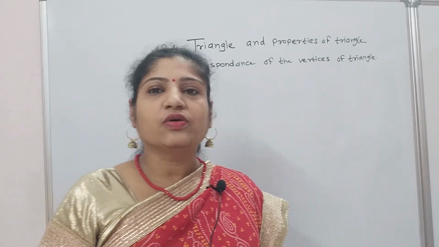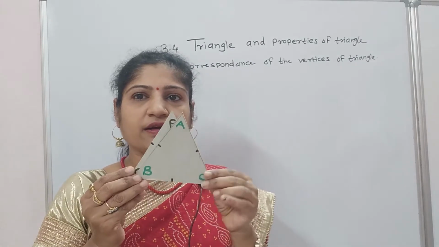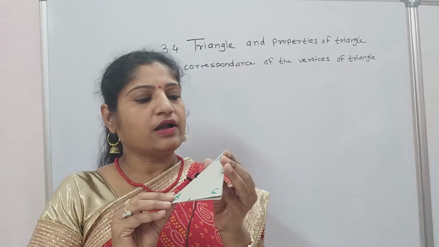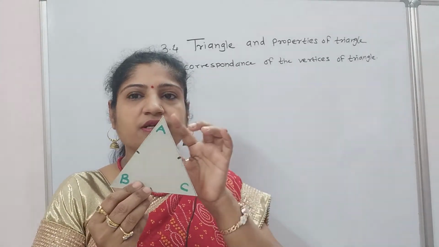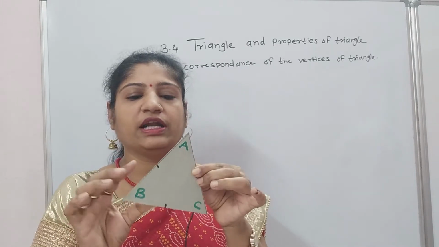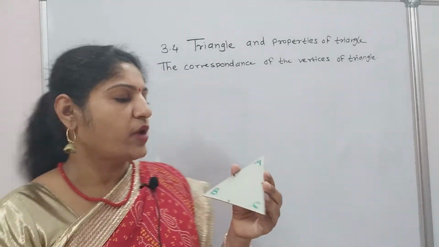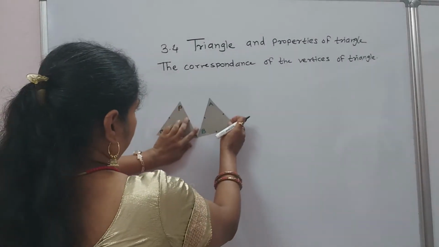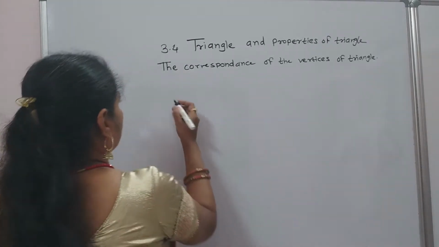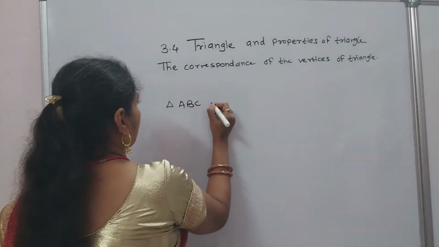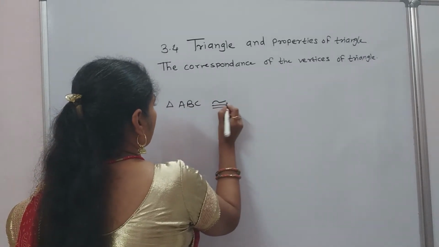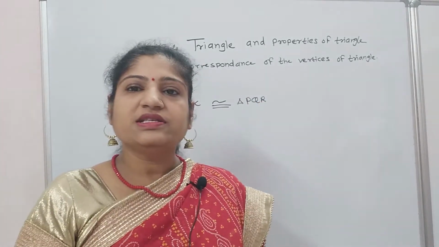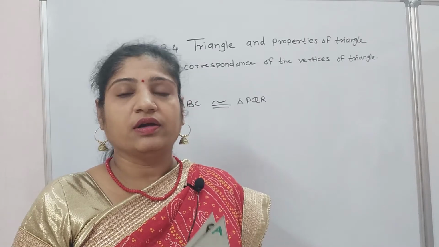First of all, we see the congruent triangles. Look at these two triangles, triangle ABC and triangle PQR. These two triangles are completely matched to each other. Their sides and angles completely fit each other. These two triangles are called congruent triangles. Suppose these two triangles are congruent. Triangle ABC, the sign of congruent, triangle PQR. And these triangles are congruent by one correspondence.